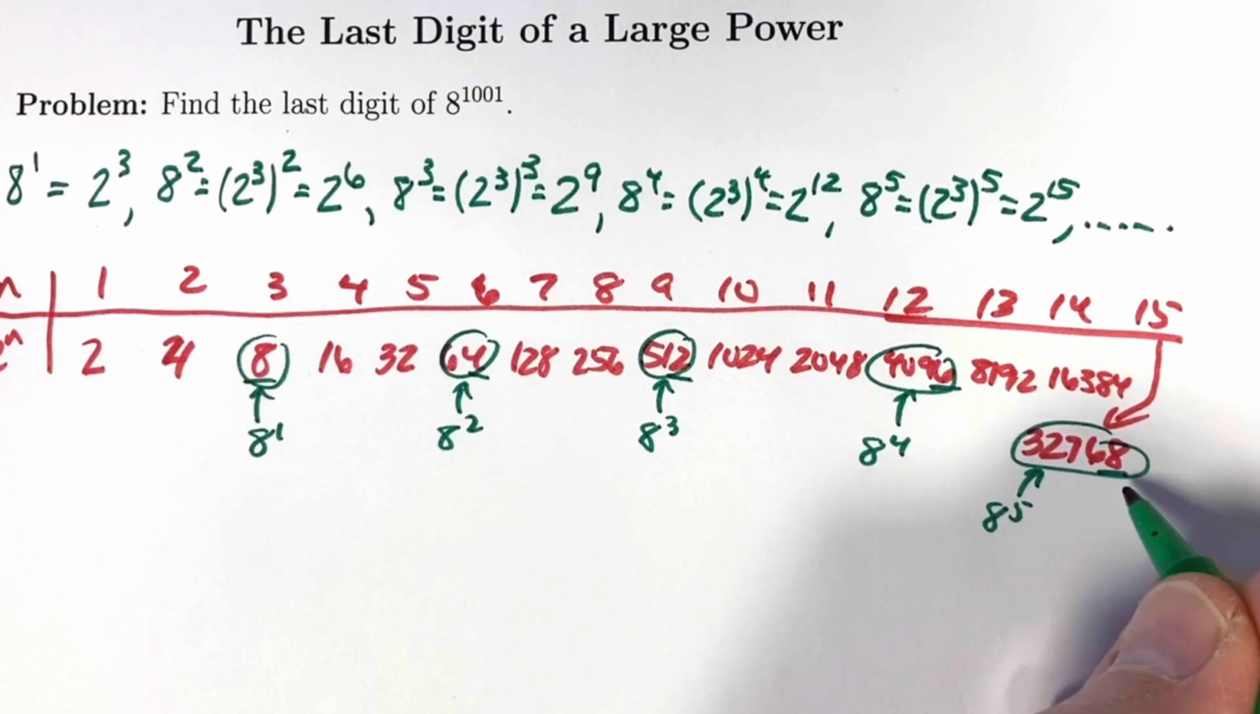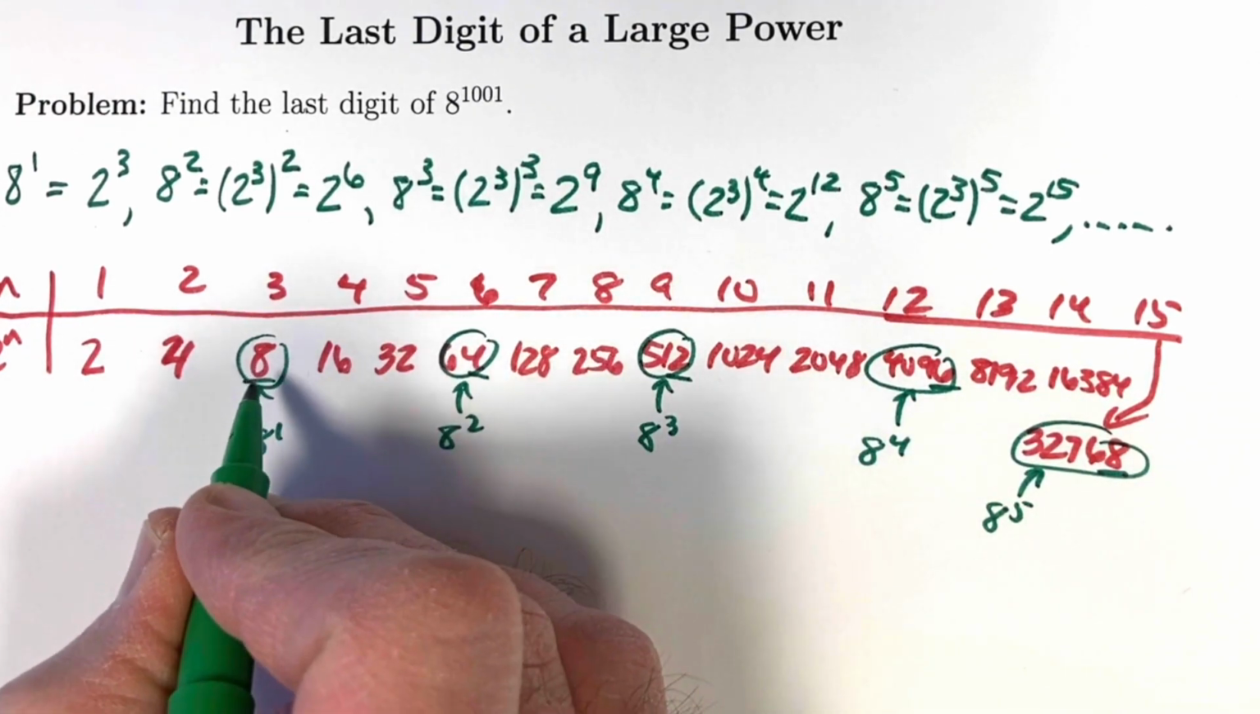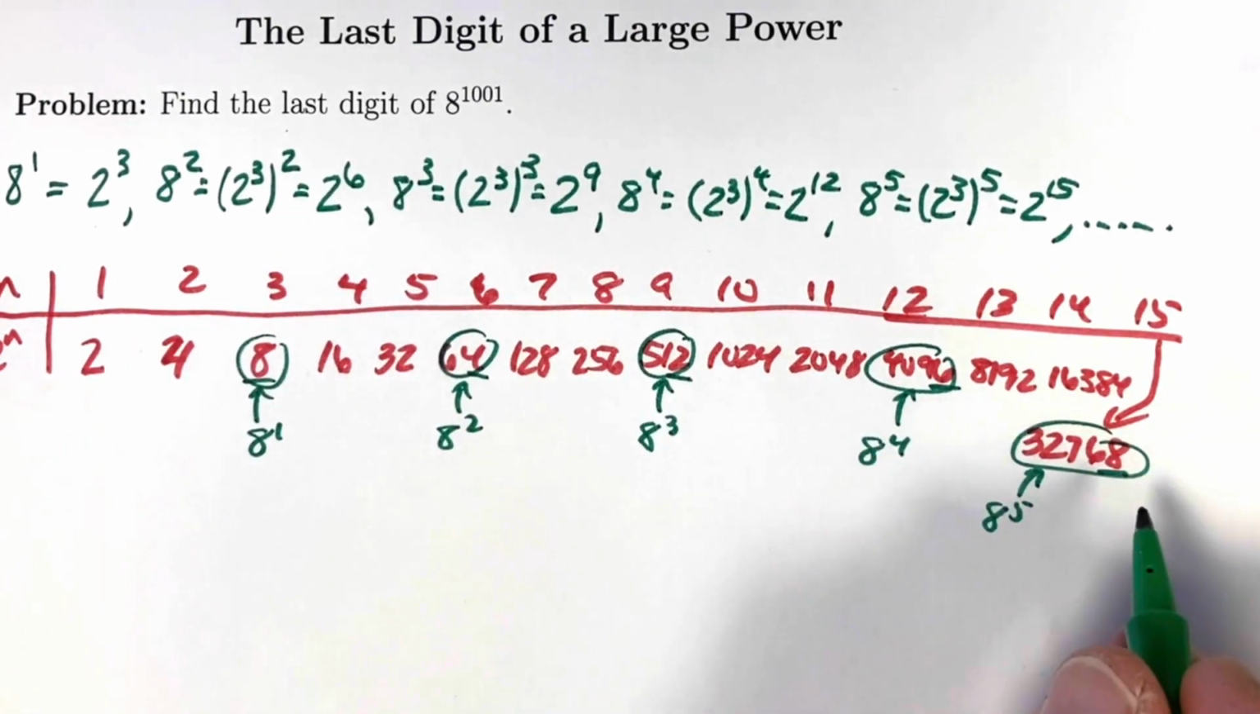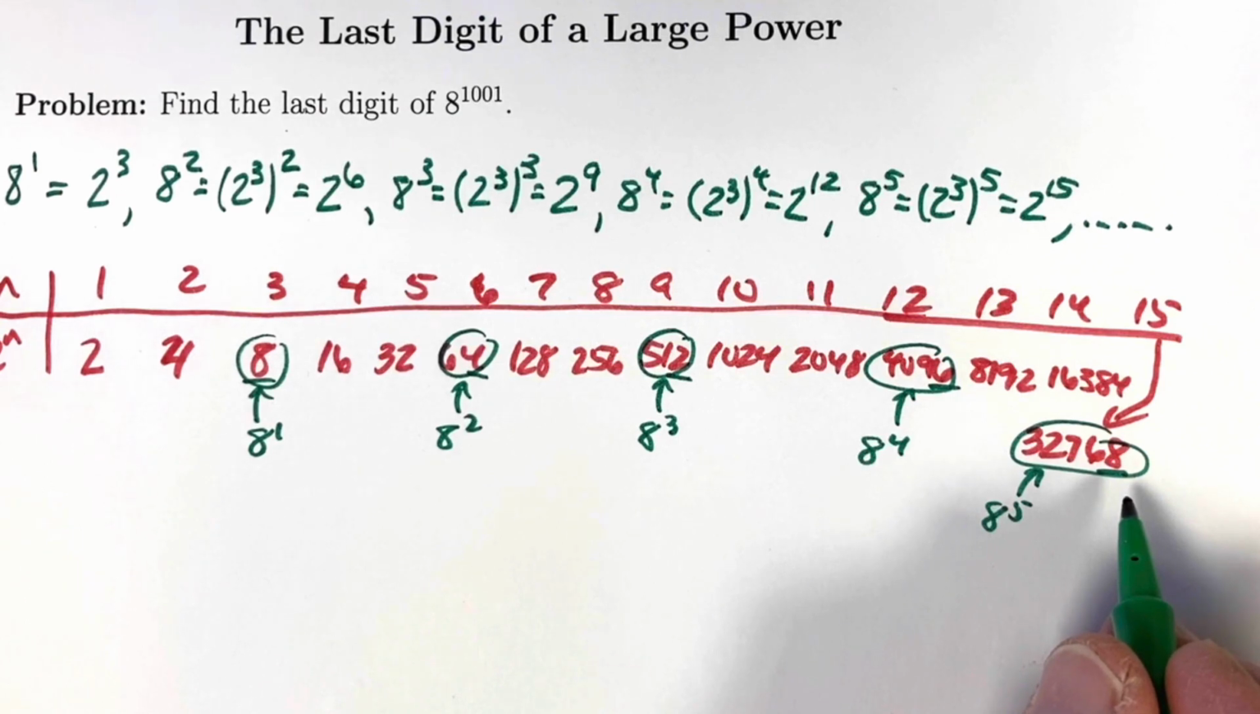32,768 has a last digit of 8. What do we see here? The last digits are 8, 4, 2, 6, 8. Does that mean the pattern continues? Well, I'm not going to prove it, but it does. It would continue. 8, 4, 2, 6, 8.